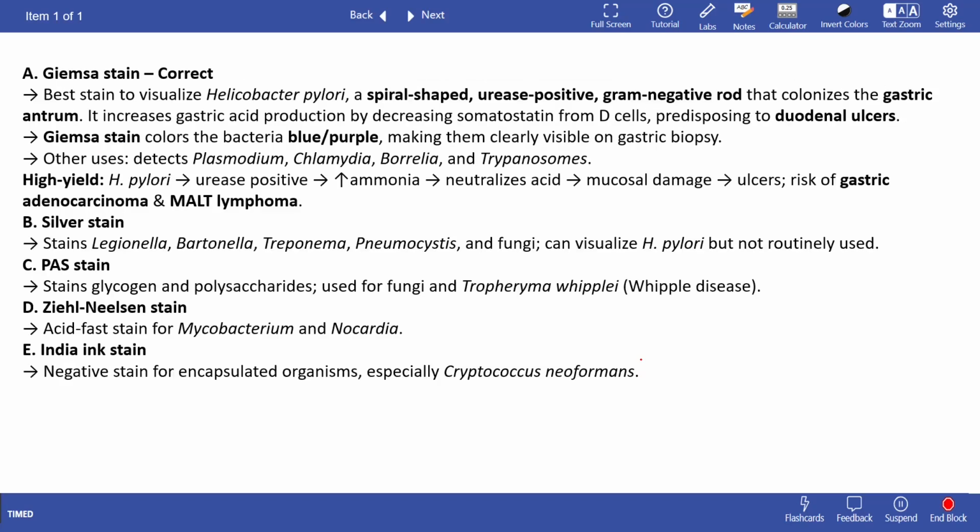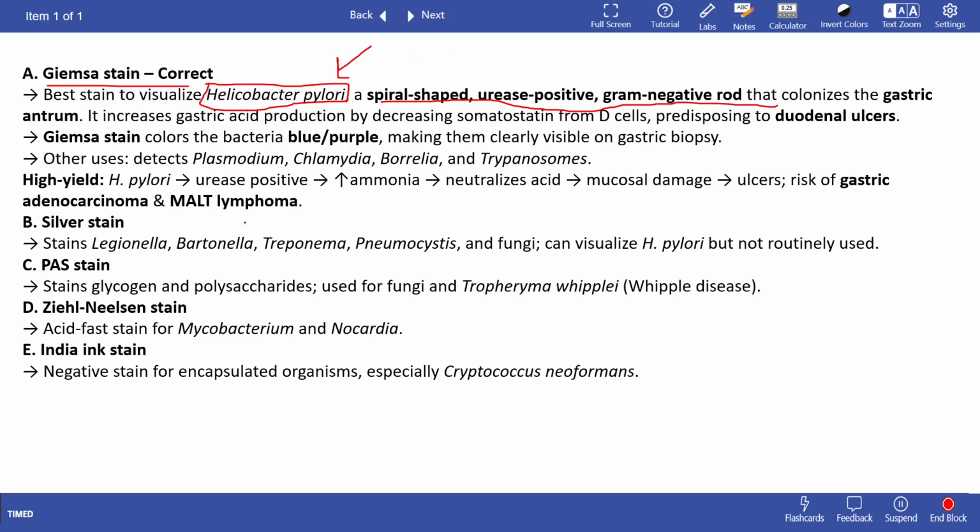Okay. So basically the GMS stain is our answer. And the organism that they described as being spiral-shaped, urease-positive, gram-negative rod is Helicobacter pylori. Helicobacter pylori is basically the main infectious organism that is involved in peptic ulcer disease. Peptic ulcer disease can occur for other reasons as well, but the most common reason is due to H. pylori.